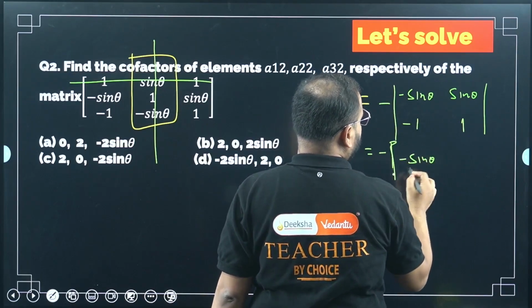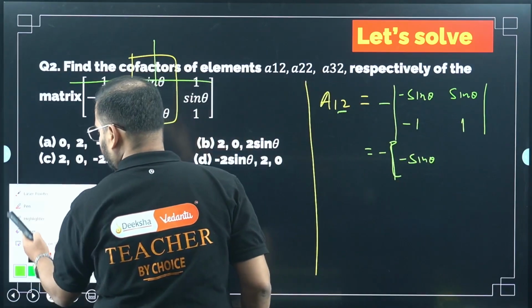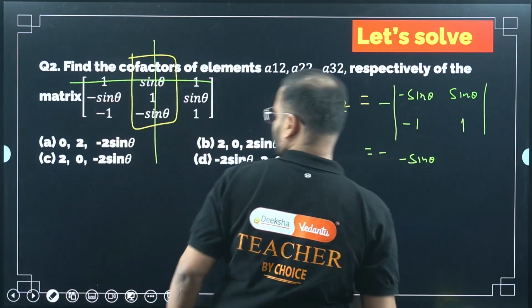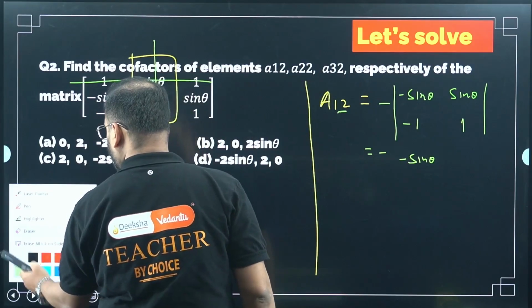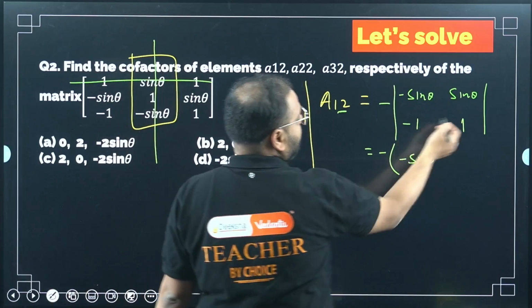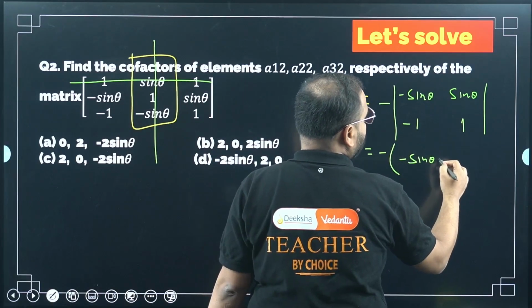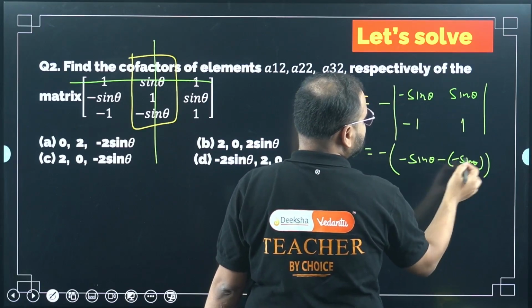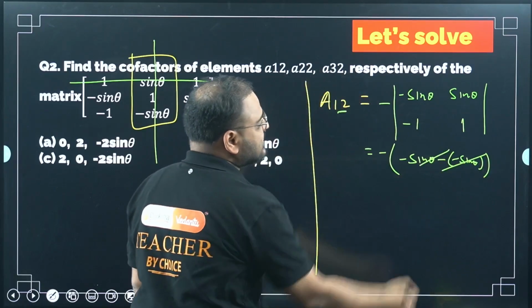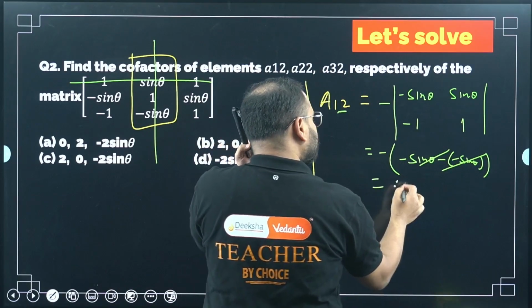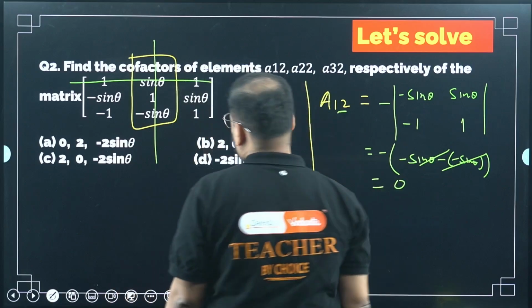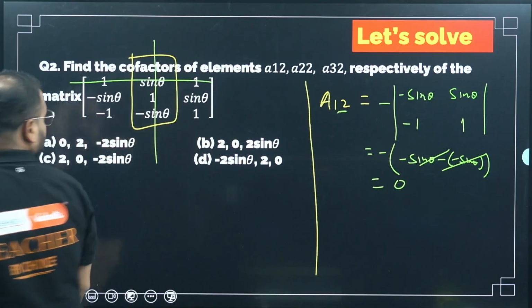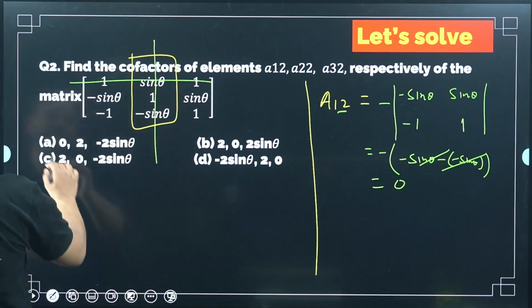And this will be what? Again, a minus of minus. So minus of minus sine theta. How much is that? Simply plus. So this will cancel each other. Plus sine theta minus sine theta is cancelling each other. So 0. So my A12 is 0. Check here. Which option gives me this? Only this option.